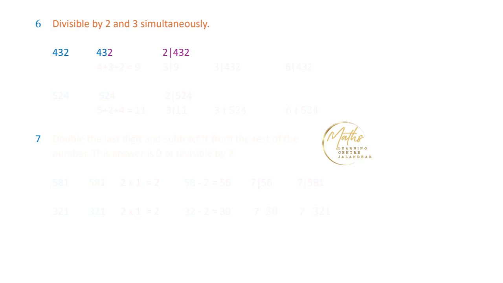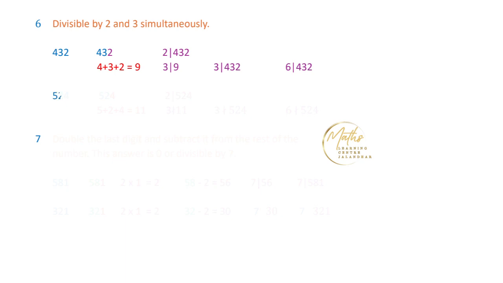To check the divisibility by 3, we calculate the sum of the digits: 4 plus 3 plus 2 is equal to 9. And 3 divides 9. It means if 3 divides the sum of the digits, then 3 will divide the number 432. Now this number 432 is divisible by 2 and it is divisible by 3, so this number is divisible by 6 also.